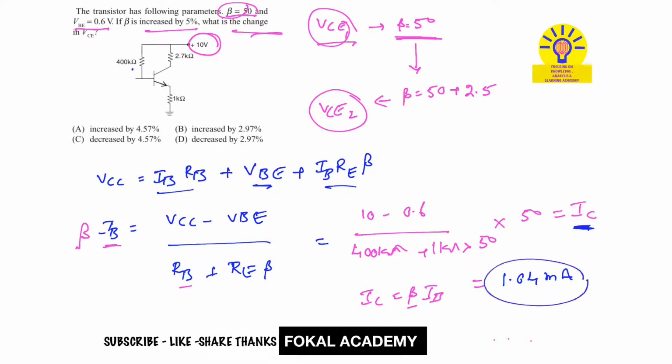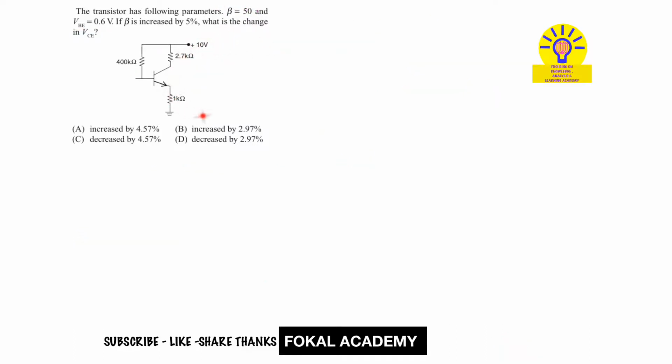From that collector current, now take this loop. From this loop we will get the collector-to-emitter voltage. Now write the loop equation here. In this loop, VCC is equal to IC RC plus VCE plus IC RE. The total voltage VCC is 10 volts, which equals IC RC, where the current is IC, plus the voltage drop across collector to emitter VCE, plus IC RE. From this we will get the VCE value.